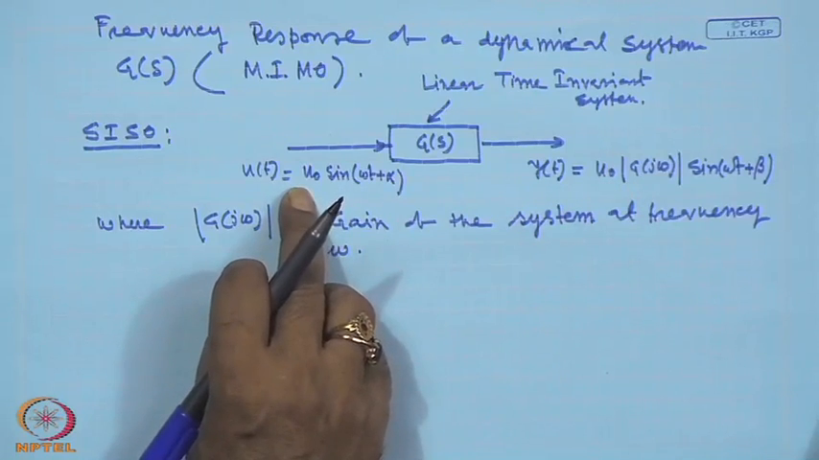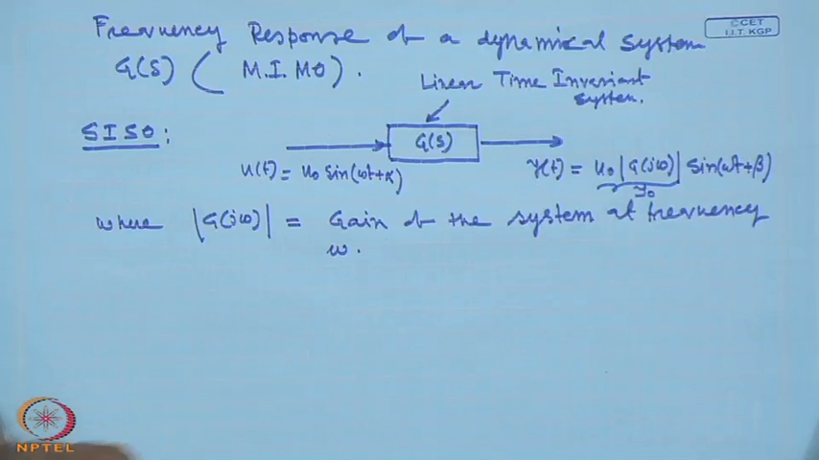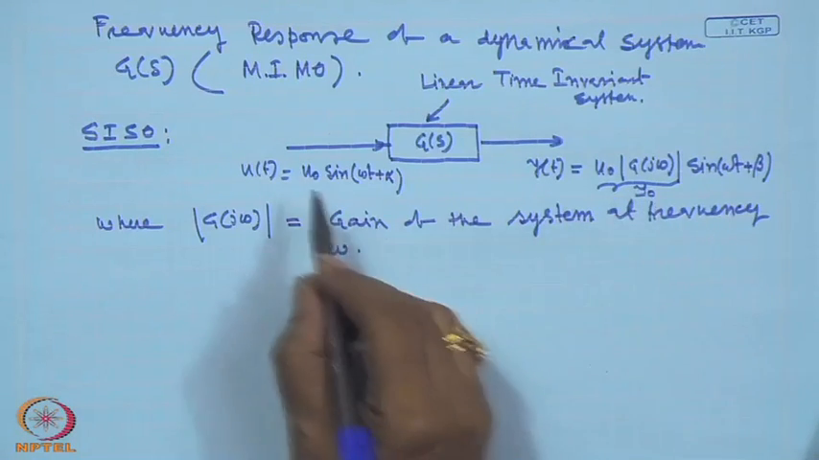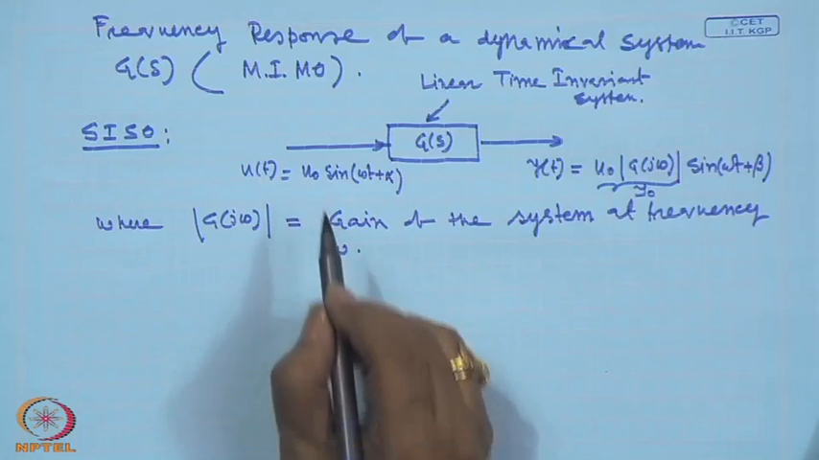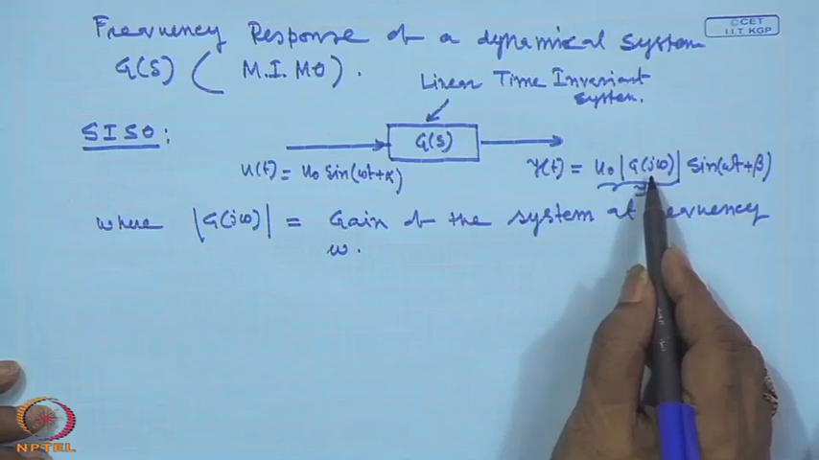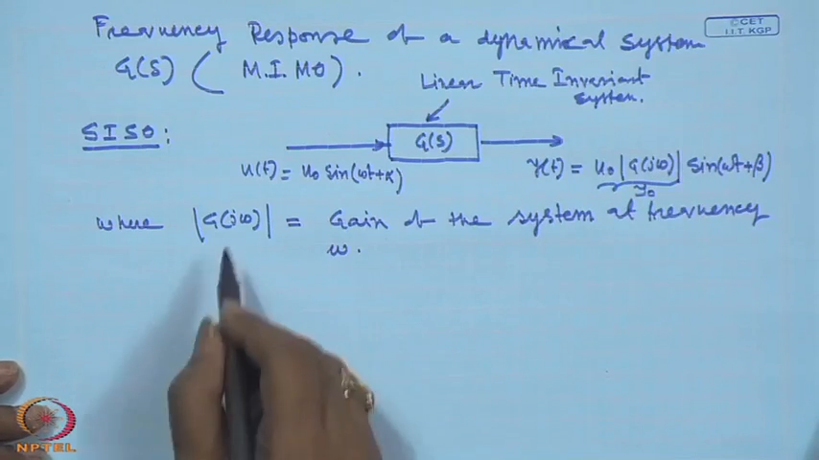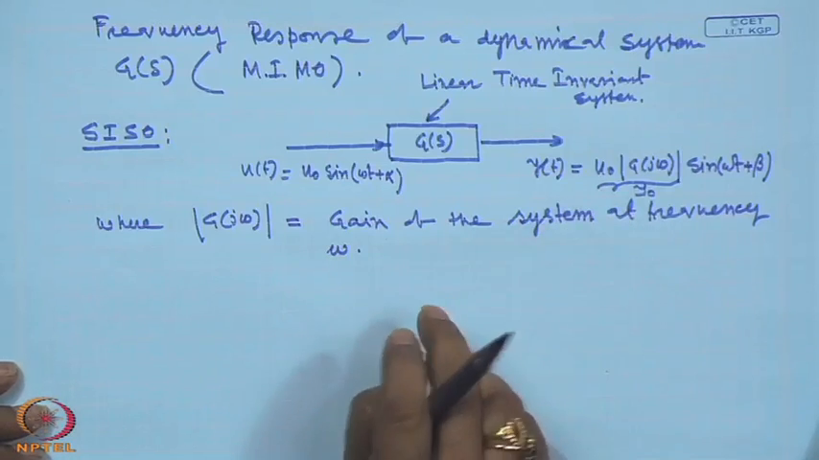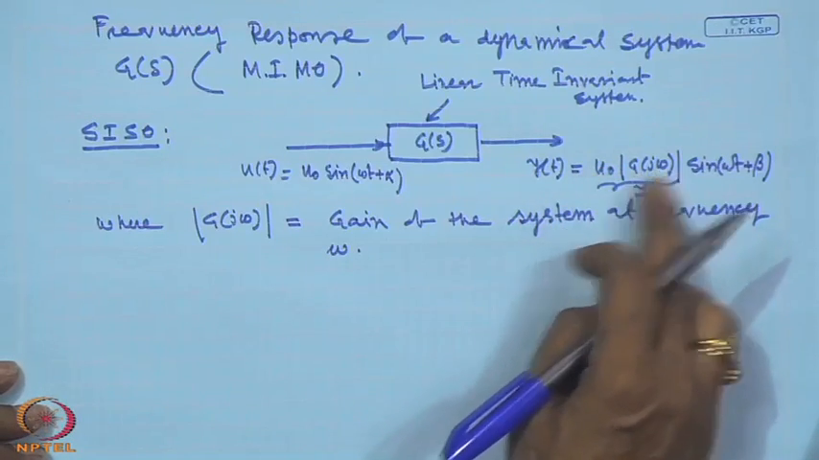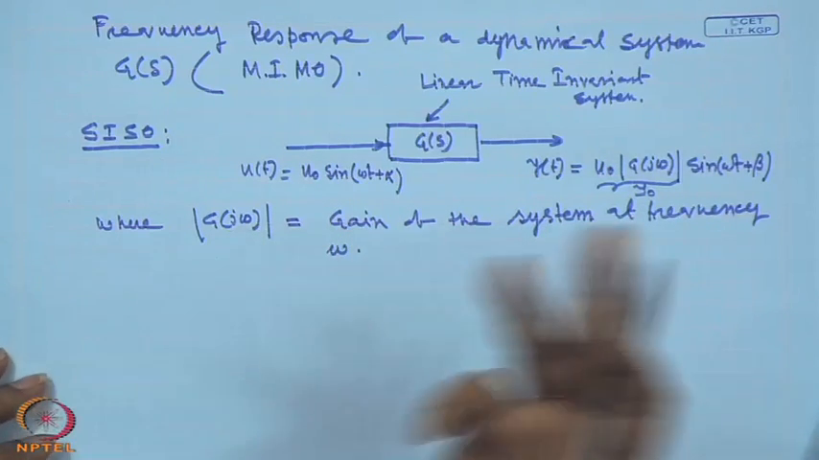Input magnitude is u 0, output magnitude is y 0. So, what is the gain of this system? It is y 0 by u 0. If you do this, it is nothing but G of j omega. It represents the gain of the system. The gain does not depend on the input, because the output is u 0 times G of j omega and the input is u 0. Whatever the input magnitude you change, the corresponding output magnitude will change. This is the property of linear systems.